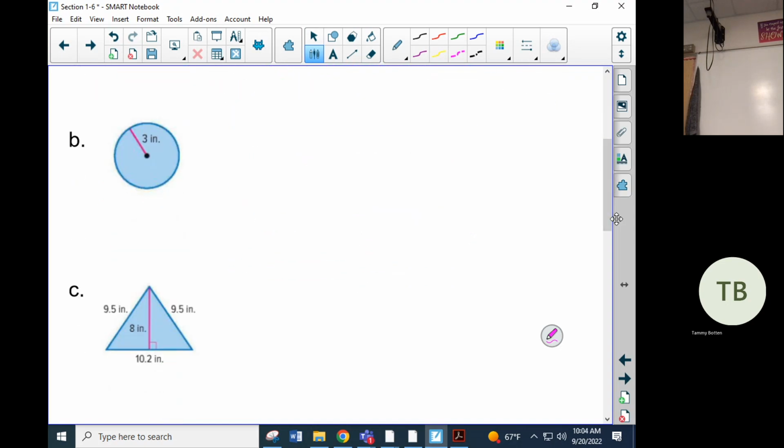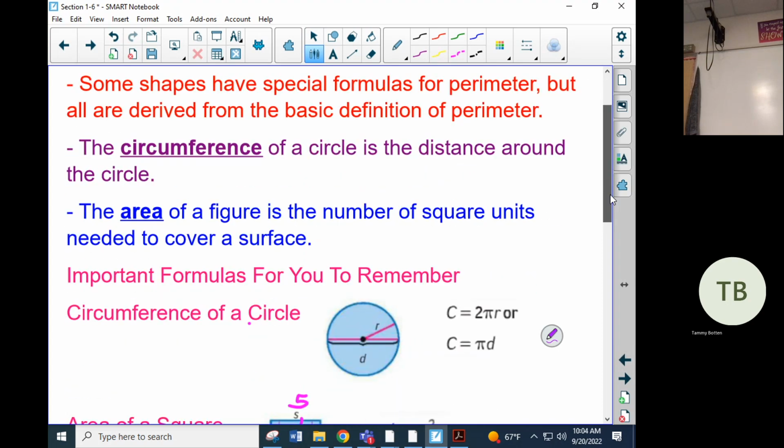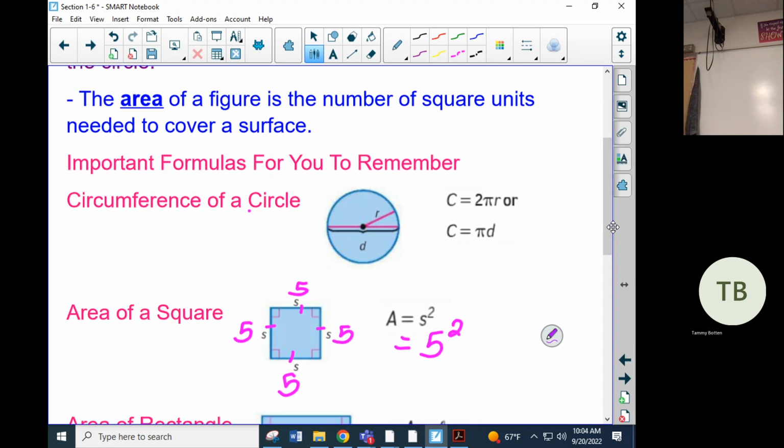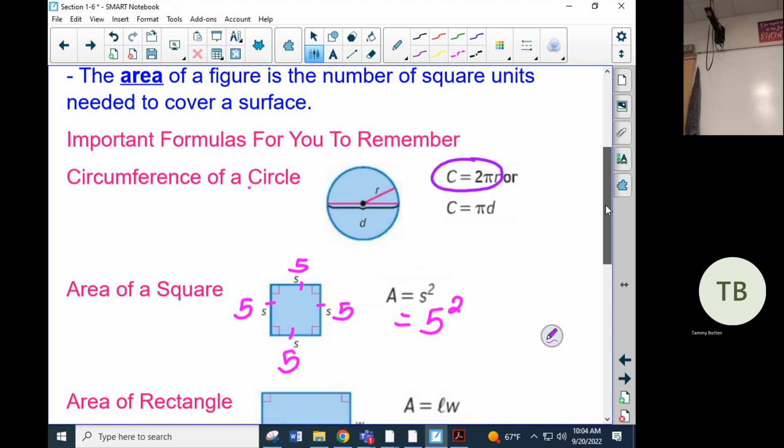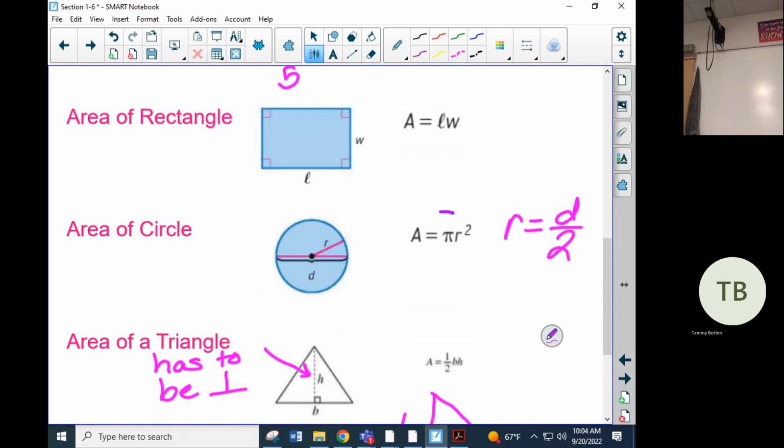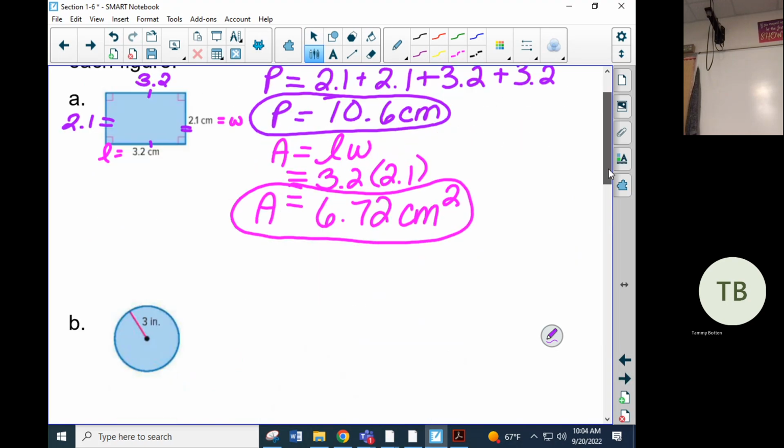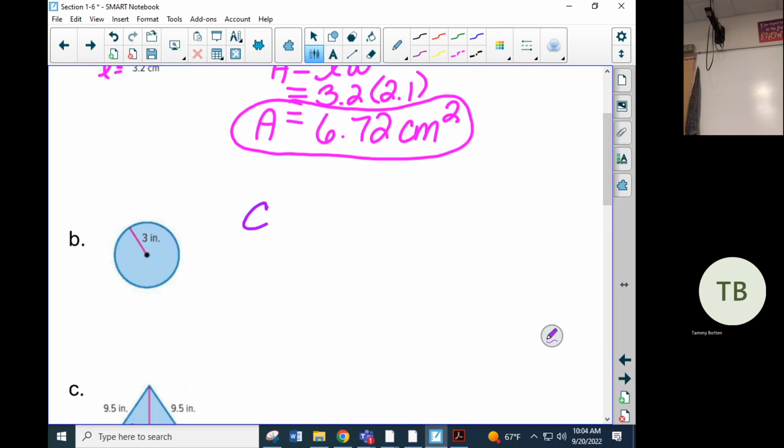Now we have a circle. And again, you'll have these formulas. So if you look at a circle, we're given the radius. So we'd use this. And then for the area, we're going to use this. Okay. So for the circumference, it's 2 times pi times the radius. So we go 2 times our pi key times 3.